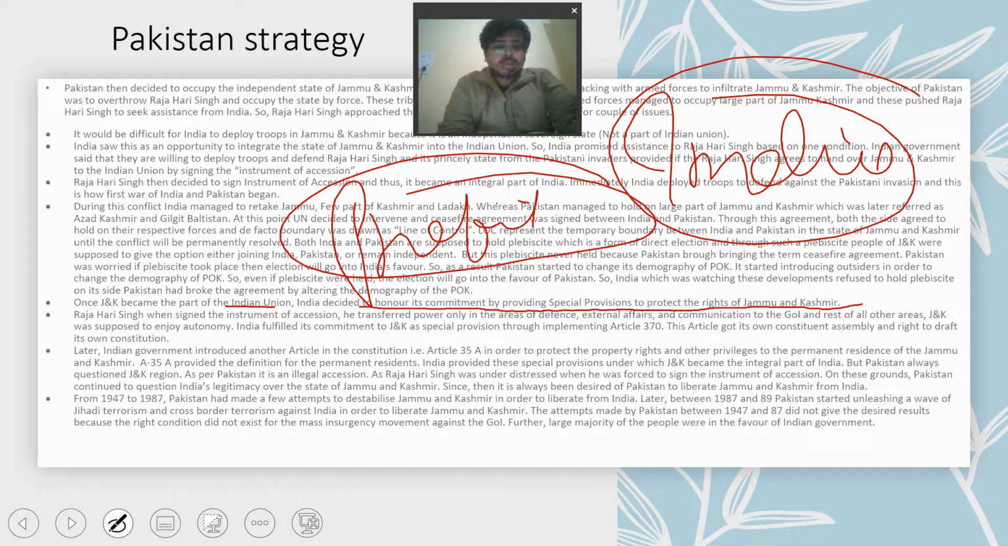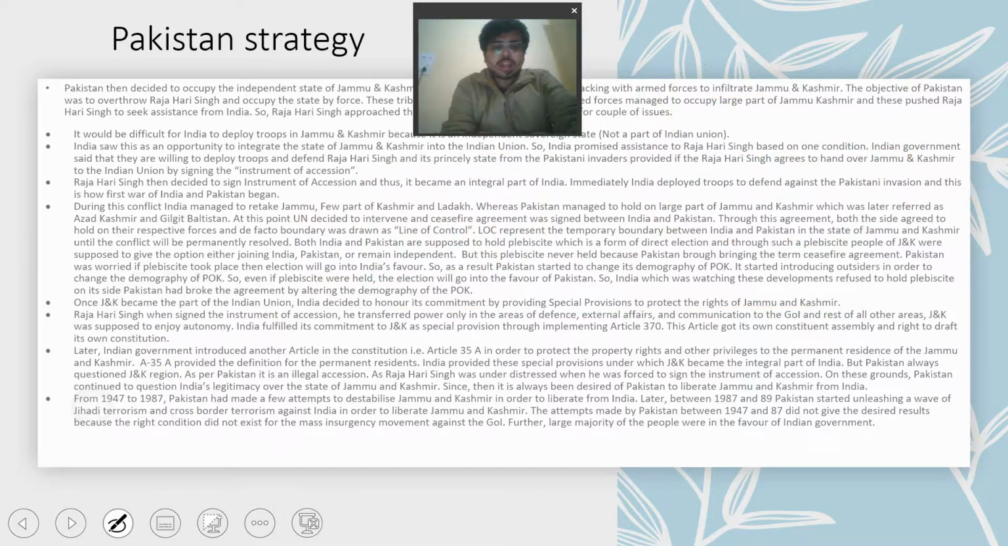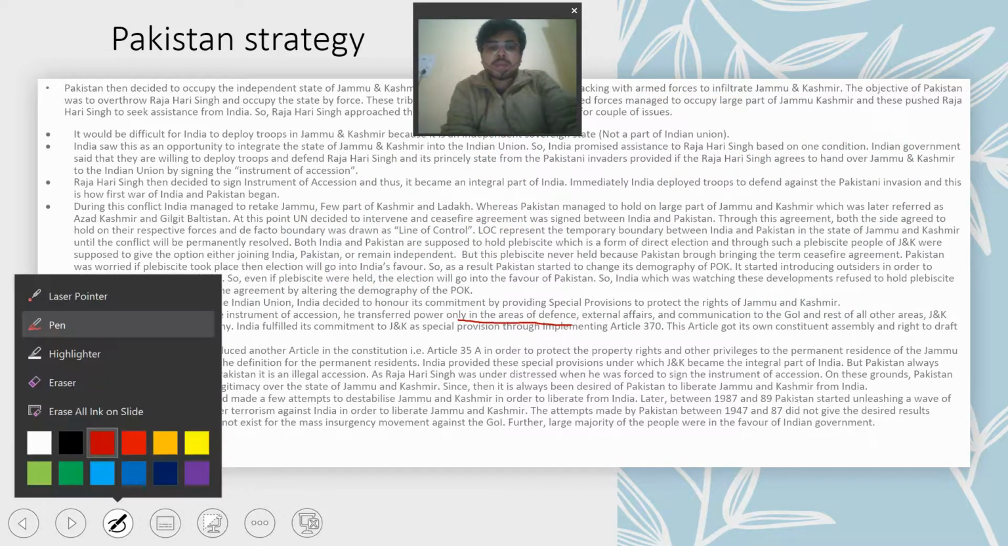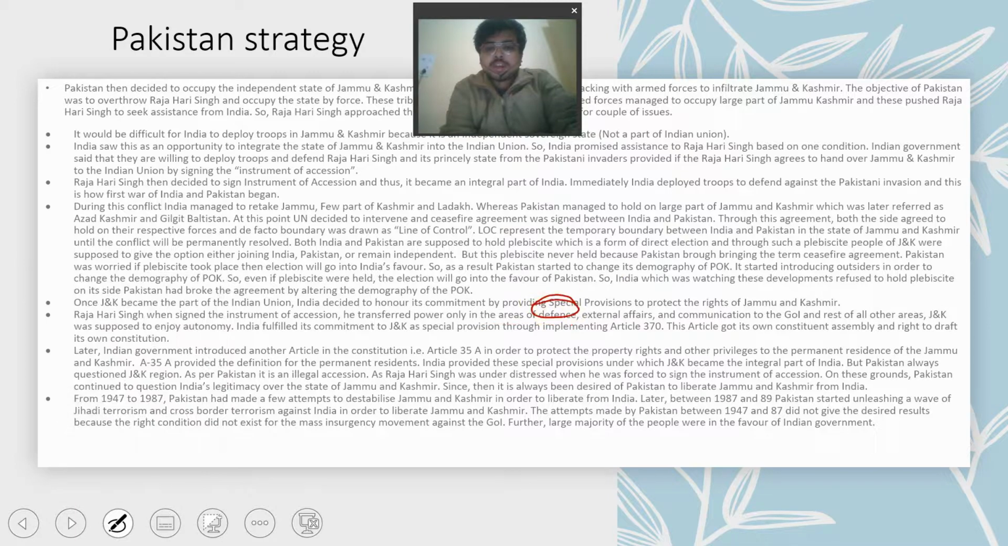So Raja Hari Singh, when he signed the instrument of accession, transferred the power only in certain areas. What are the areas he transferred the power in? He transferred the power in the area of defense, external affairs, and communications.